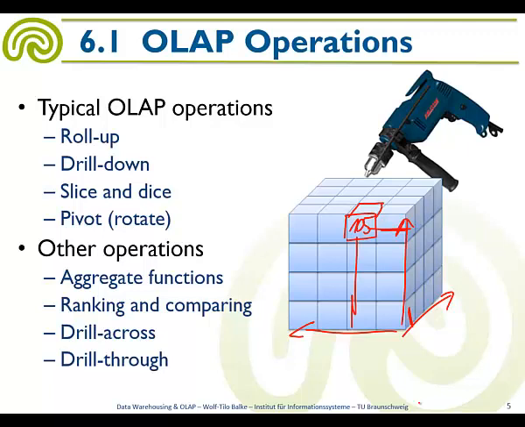There are classical operations like roll up, drill down, slice, dice, and pivot. But there are also some more complex operations. So the first four operations are basically for navigating the cube. But there are also operations like aggregate functions, ranking, drill across, drill through, that are used for actually exploiting the data, right? And we will go through them and look at each individual function.